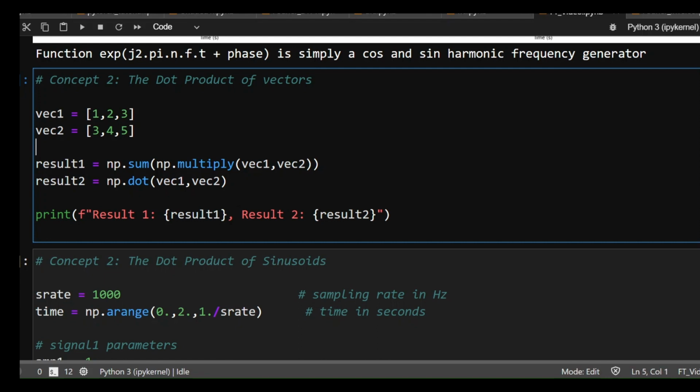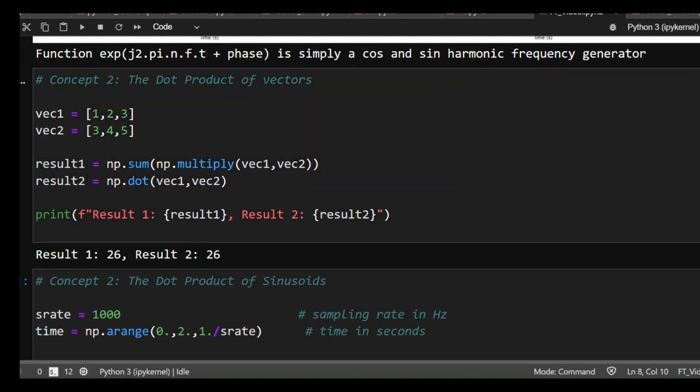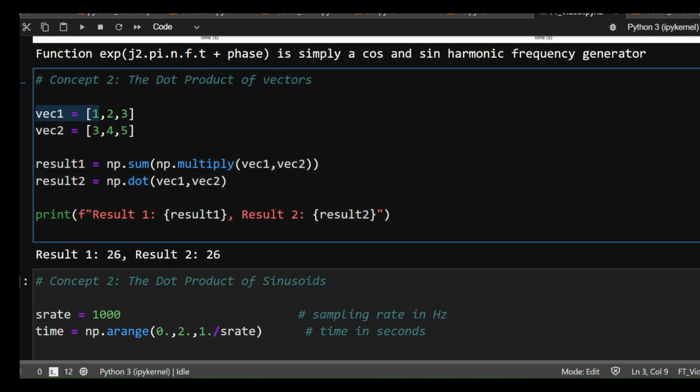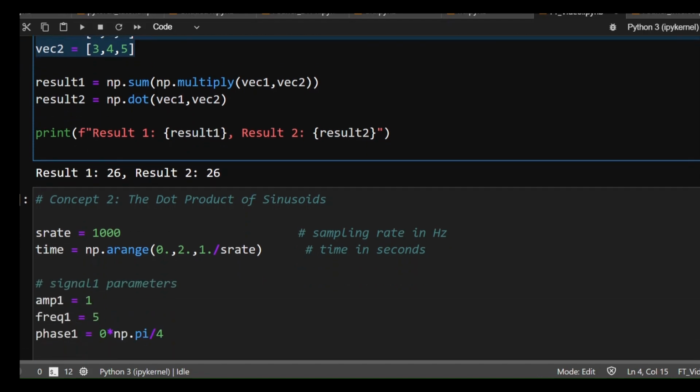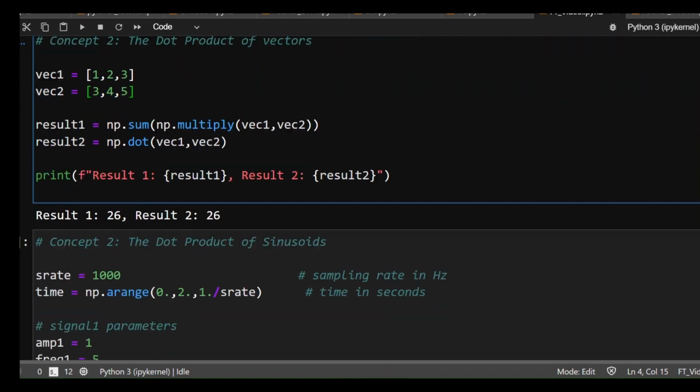So one way of doing this is that we just take these two vectors and use this function multiply, and then operate a sum operator on top of it. That's going to be exactly the same as this function, which is dot product, and the results are going to be the same. So here we are. But what has it got to do with sinusoids and exponentials? These are just plain numbers. These are just vectors. So instead of using these vectors, let's use sinusoids and see how they behave when the dot product is undertaken.